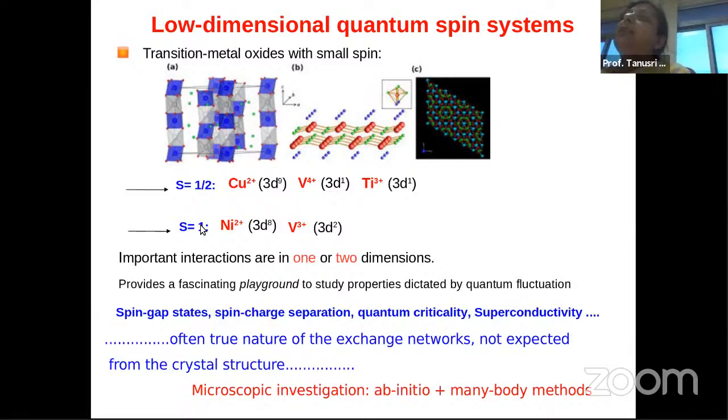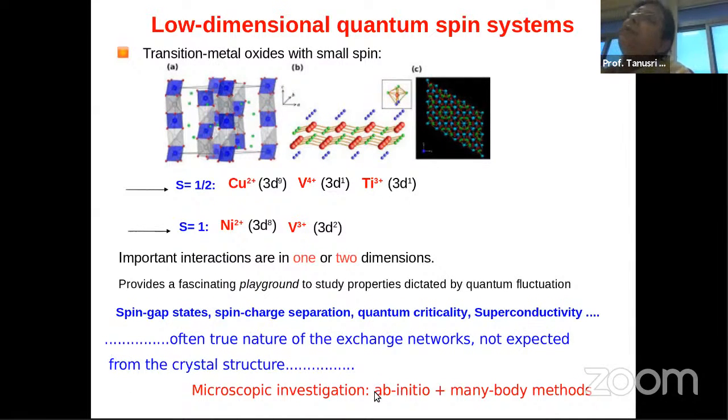And although all these compounds are three-dimensional compounds, the important magnetic interactions are in 1 or 2 dimensions, and therefore the name low dimensional. So although structurally they are three-dimensional, magnetically their dimension is 1 or 2. And this provides a fascinating playground to study properties which can be dictated by quantum fluctuation, like spin gap states, spin charge separation, quantum criticality, and superconductivity.